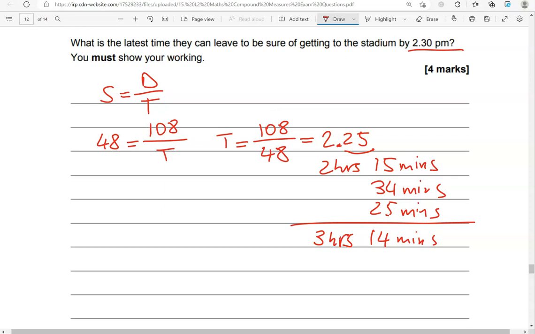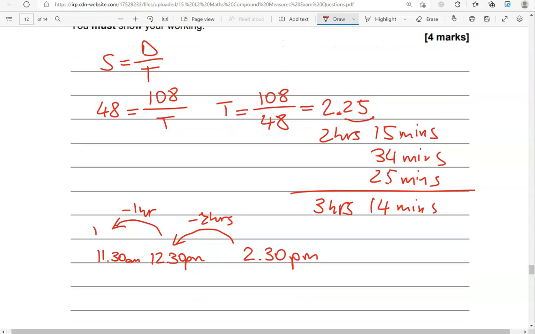They need to be at the stadium by 2:30 p.m. So we're going to go 3 hours and 14 minutes backwards. 2 hours first, and that will take us to 12:30 p.m. Another hour, and this will be 11:30 a.m. and now 14 minutes. So taking away 14 from 30 leaves us with 16. So 11:16 a.m.